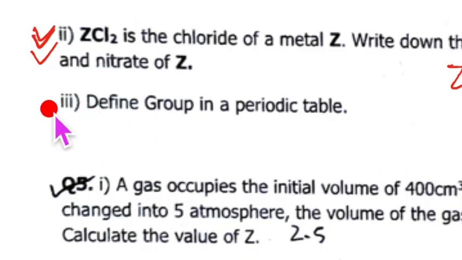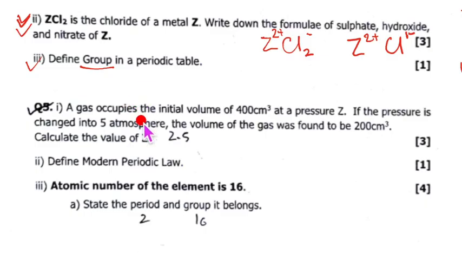Okay, define the group in a periodic table. Learn it straight from the textbook. Yeah. Now we come to question number 5. A gas occupies the initial volume of 400 centimeter cube at pressure Z. If the pressure is changed to 5 atmosphere, the volume of the gas was found to be 200 centimeter cube. Calculate the value of Z.